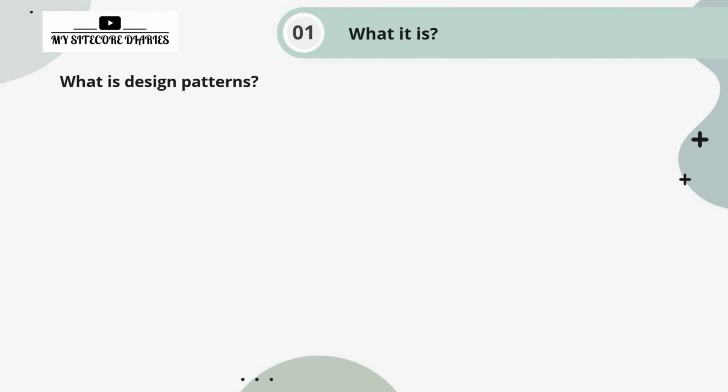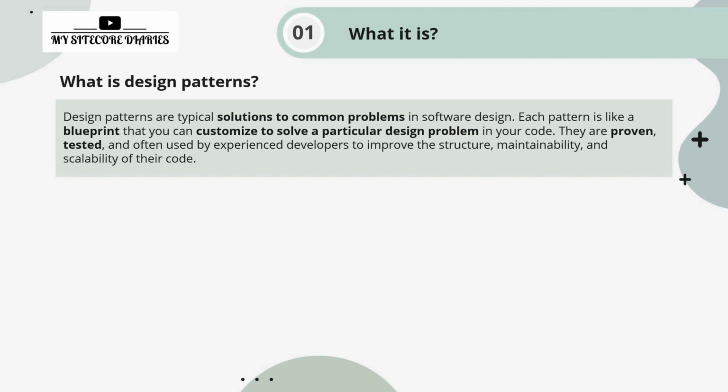So what is design pattern? Design patterns are typical solutions to common problems in software design. Each pattern is like a blueprint that you can customize to solve a particular design problem in your code. They are proven, tested, and often used by experienced developers to improve the structure, maintainability, and scalability of their code. So basically design patterns are a guideline which also provides you a solution to common problems in software design.